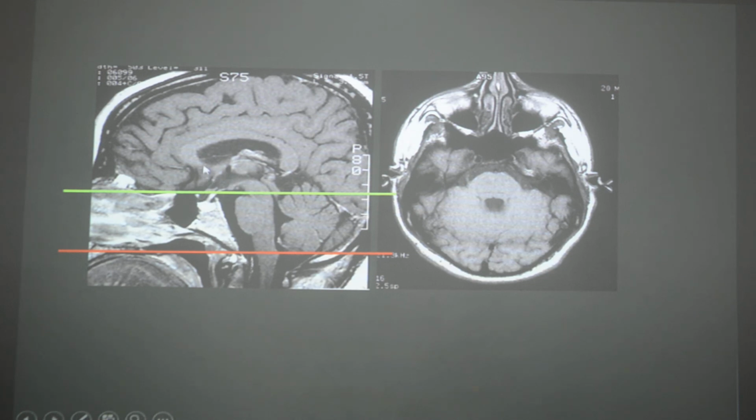Now these structures in the midline: this is the corpus callosum, this is the pons, this is the cerebellum, this is the fourth ventricle. So you've cut the brain at the level of the fourth ventricle. This is the pons, this is the cerebellum. So you have a three-dimensional view on MR. Much better view on MR.